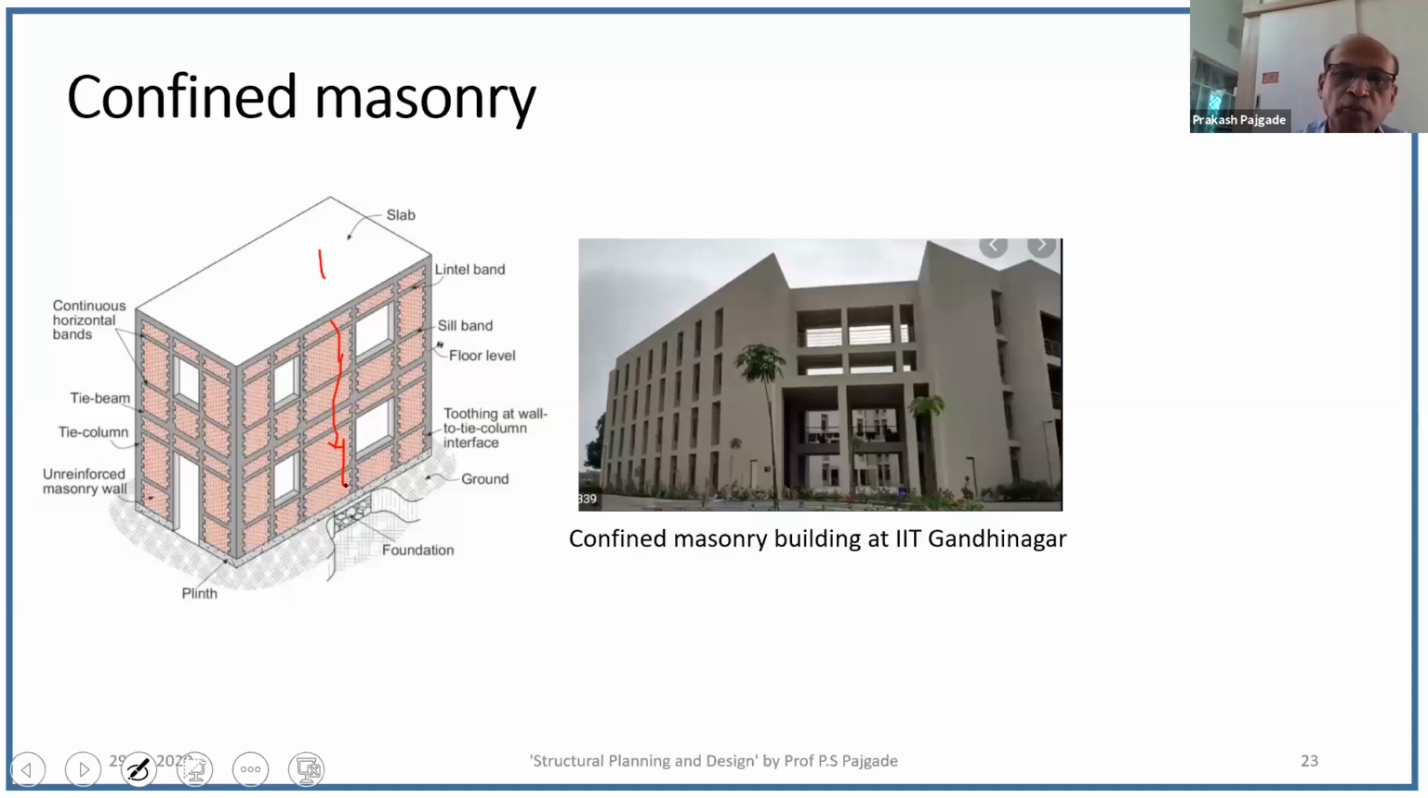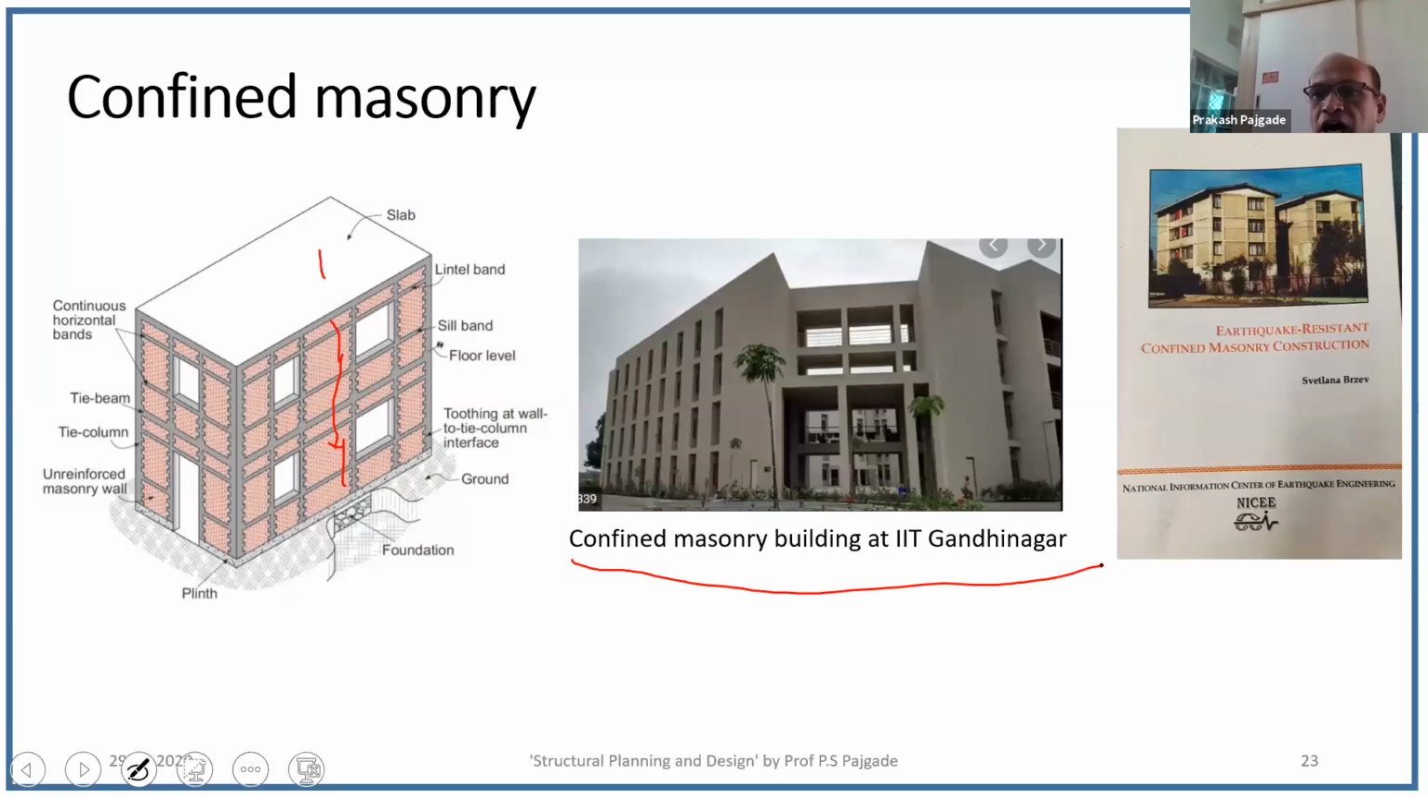Now there are a number of examples. At IIT Gandhinagar, they have constructed hostels and staff quarters by using this confined masonry. 4 solid buildings were constructed using confined masonry at IIT Gandhinagar. So behavior will be better and earthquake resistance will be also better in case of confined masonry. This is the book which is available for design of confined masonry.